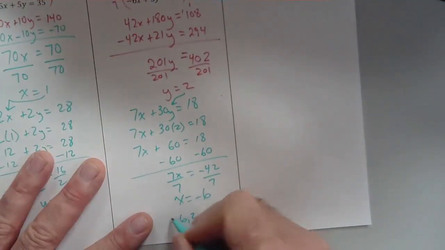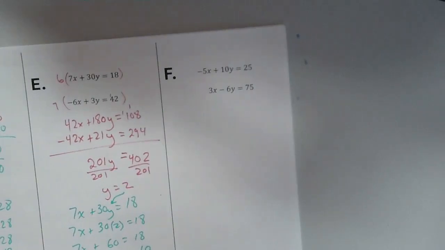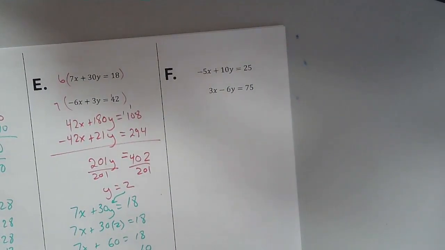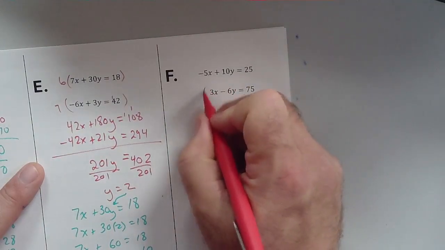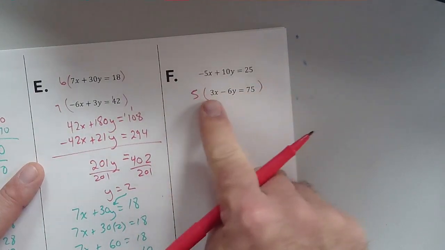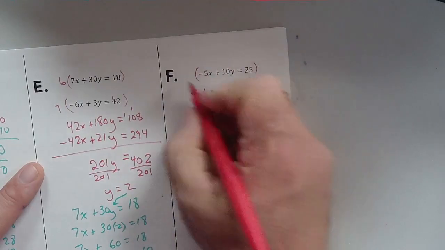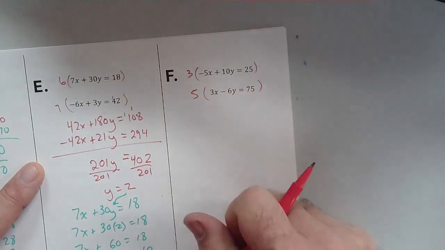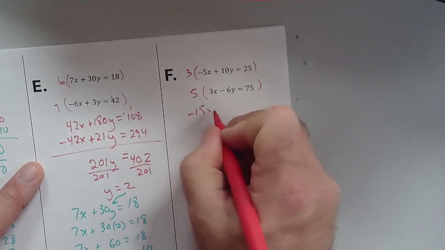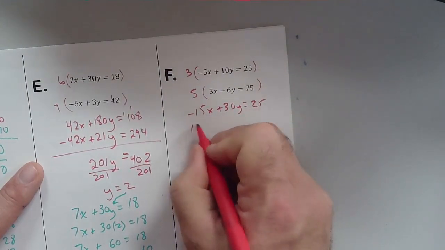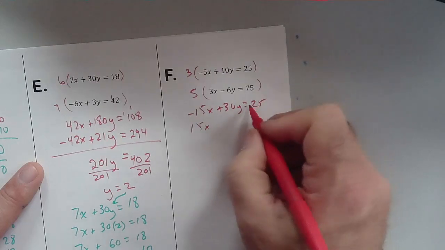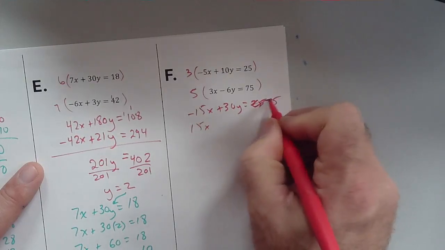Negative 6 comma 2. All right, now this is the one I would imagine most people are going to check because this is the one that's not a natural solution. I'm going to multiply this by 5 to get positive 15x. I'm going to multiply this by 3 to get negative 15x. So negative 15x plus 30y equals 25. 75. Thank you, Ms. Benoit.